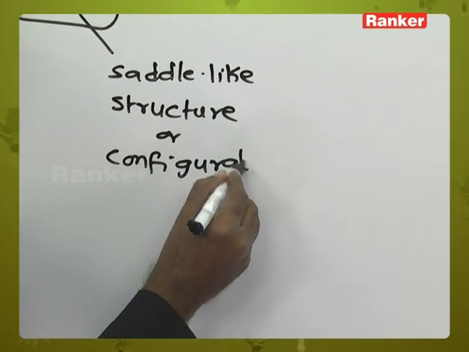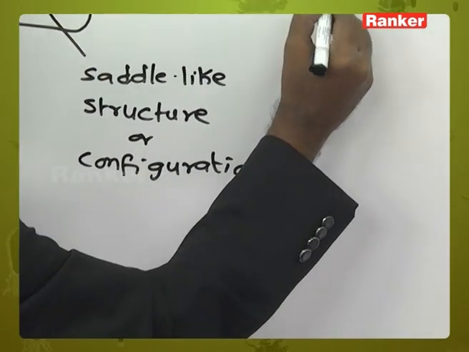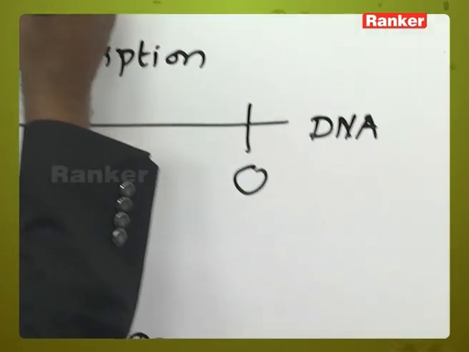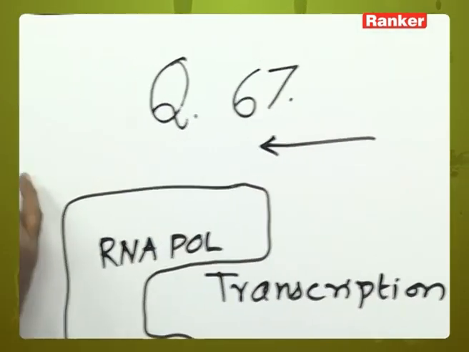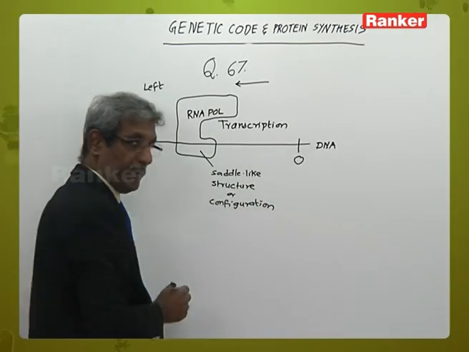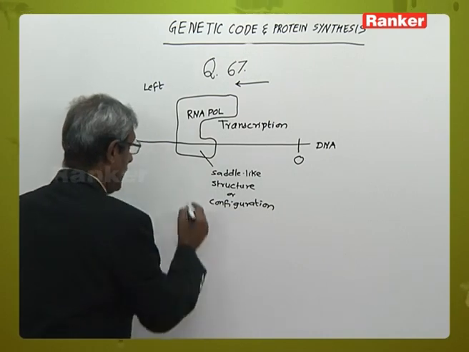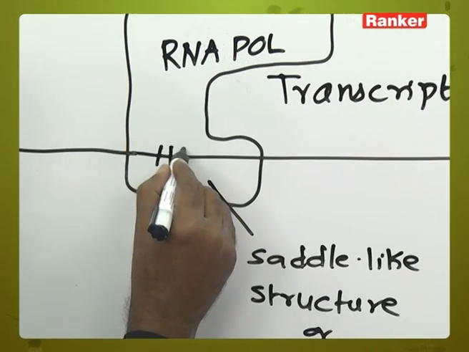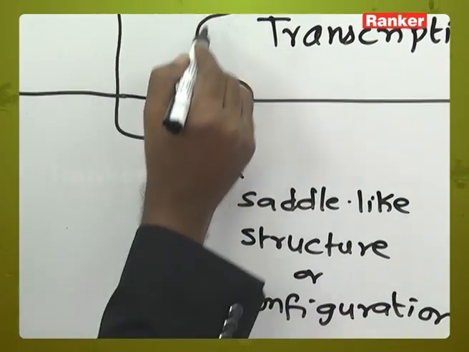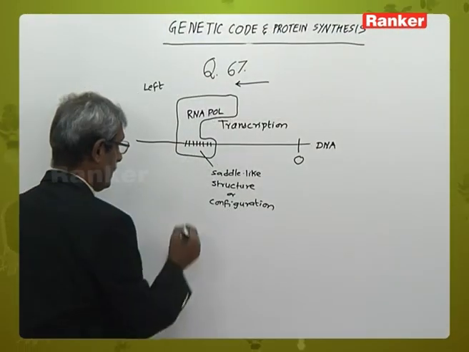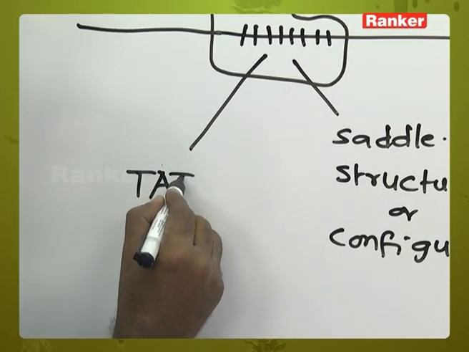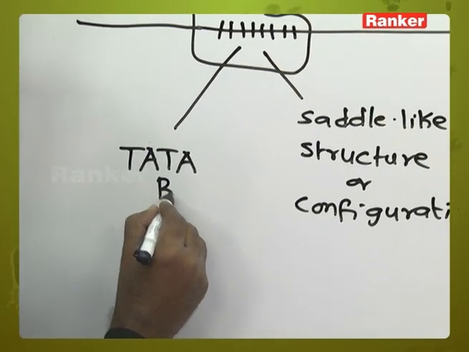This is a saddle-like structure or configuration which is formed on the left, away from the point of origin, and the sequence of nitrogen bases which is recognized by the RNA polymerase, this sequence is termed as TATA box.